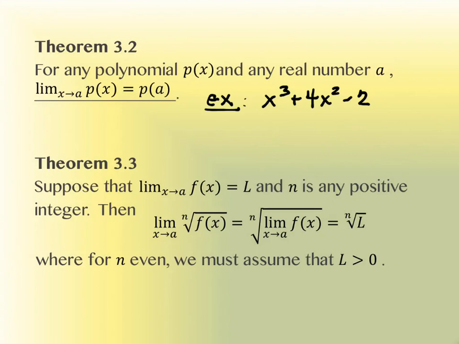And then the other one that we have on here, Theorem 3.3, is another application of Theorem 3.1, where we have the nth root of a function, and we can actually take the limit value and then take the nth root of that instead. So we can sort of switch the order around, much like some of the other ones. Now there is an assumption right here that says that when n is even, we have to assume that the limit value is greater than 0. Why would that be?